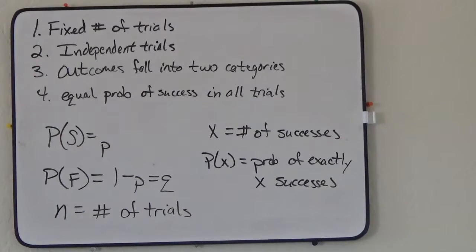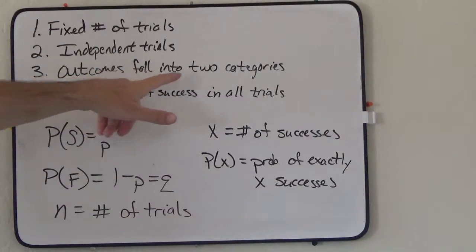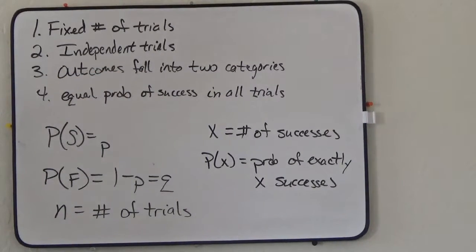Okay. Now, there are certain requirements in order for it to fall into binomial probability distribution. The first one is you have to have a fixed number of trials. So you have to have a set number of trials that you're going to do. All the trials have to be independent of each other, meaning this one does not affect the next one, and this one does not affect the next one, and so forth, okay? The outcomes have to fall into two categories, success or failure. And there has to be equal probability of success in all the trials.